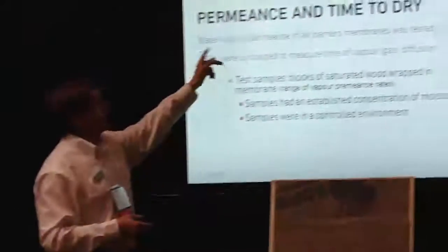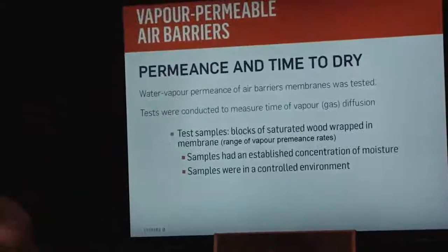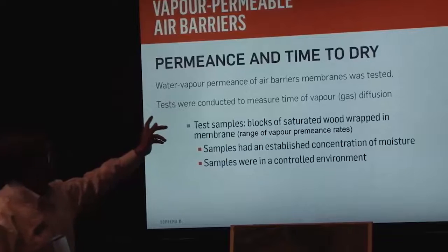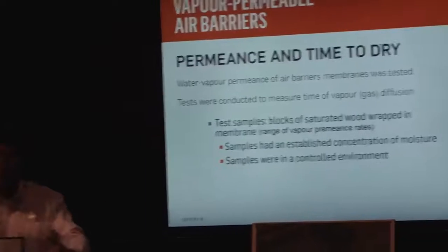Higher permeance materials certainly equals lower or shorter drying times. But we needed to know what is that time and what is the rate. So a lot of testing was done to try to clarify that, and that's what the rest of this presentation is going to take a look at. A lot of testing was done by Suprema to look at what is an appropriate vapor permeance rate of different materials, and we did all this as a measurement of time for vapor diffusion to occur.